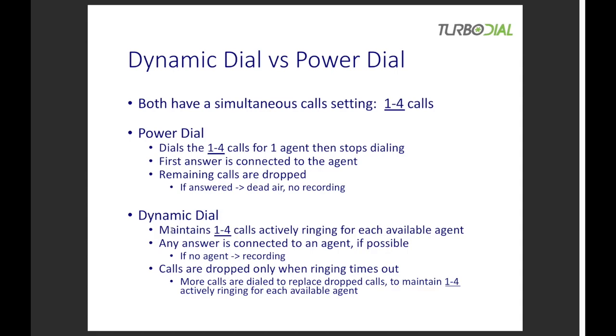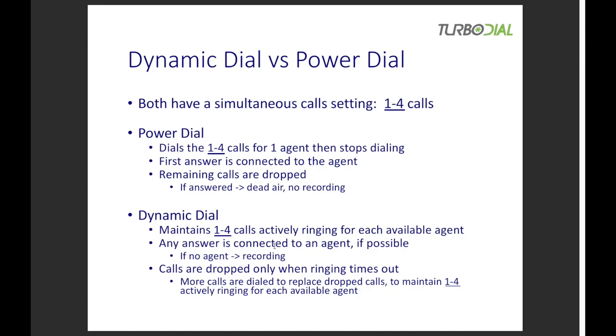In the case of dynamic dial, it maintains 1 to 4 calls actively ringing for each available agent. Now, if you set your simultaneous calls to 4, and there are 3 agents available and waiting for calls, then dynamic dial is going to try to have 12 calls ringing. That's 3 times 4. And as calls time out because they're not answered, it will dial another call in order to keep your set number of calls ringing per agent.